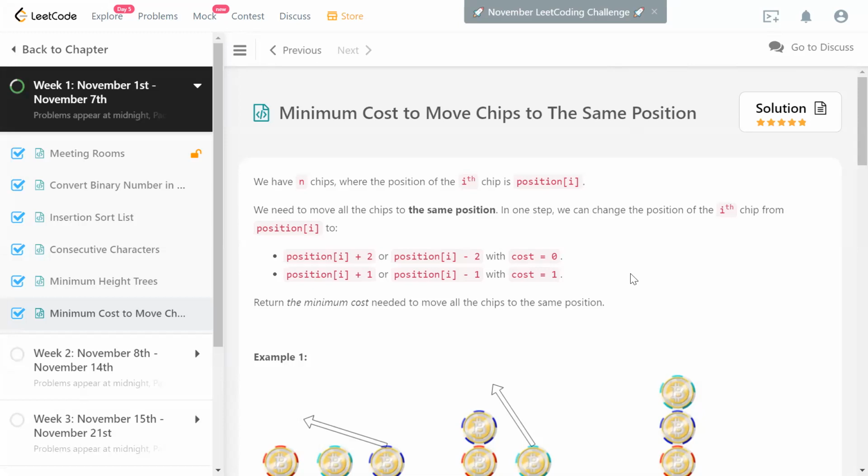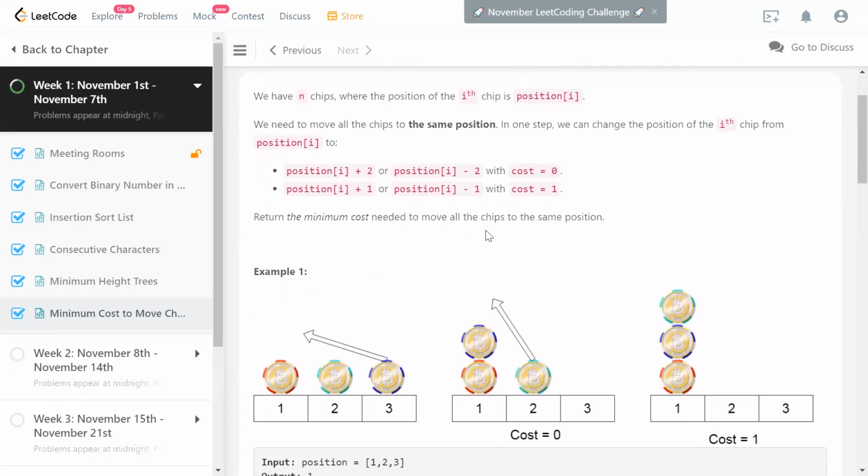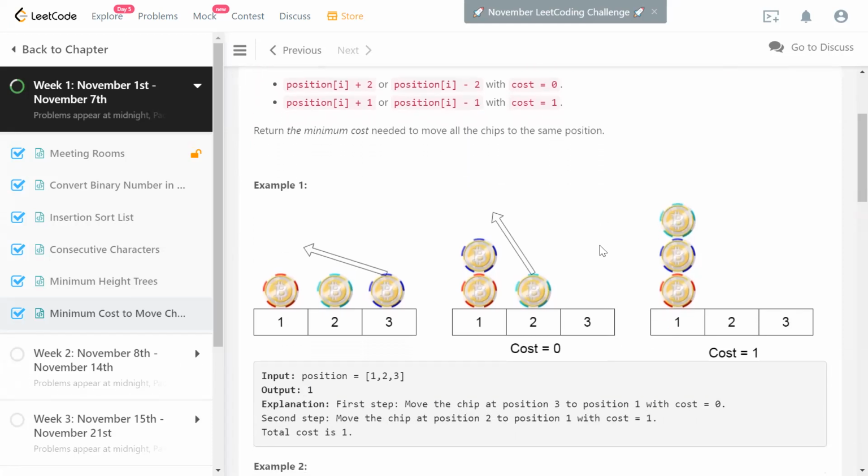And the problem definition is we have n chips here, and each of them is at some different position. They are given, and we need to move all the chips to the same position. So we have two kinds of operations here. Either we can move a chip to the left or to the right by two positions, and that costs nothing. And another one is we can move a chip to the left or to the right by one position, and that costs 1 unit. So we need to find the minimum cost needed to move all the chips to the same position. All right. So it's a relatively easy problem. Actually, it's a very easy problem.